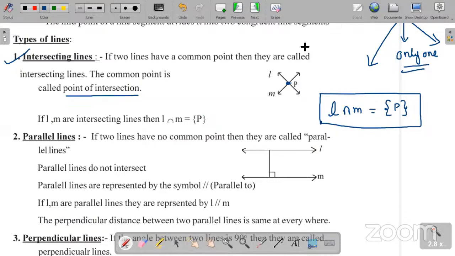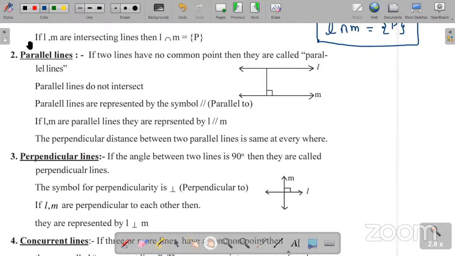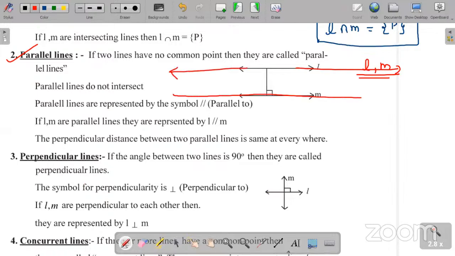Next, one more concept. This is very important: parallel lines. What do you mean by parallel lines? For example, these two lines are there. Observe L and M. L and M do not intersect at any point. If you extend like this, they do not intersect. They never intersect. Such lines are called parallel lines.